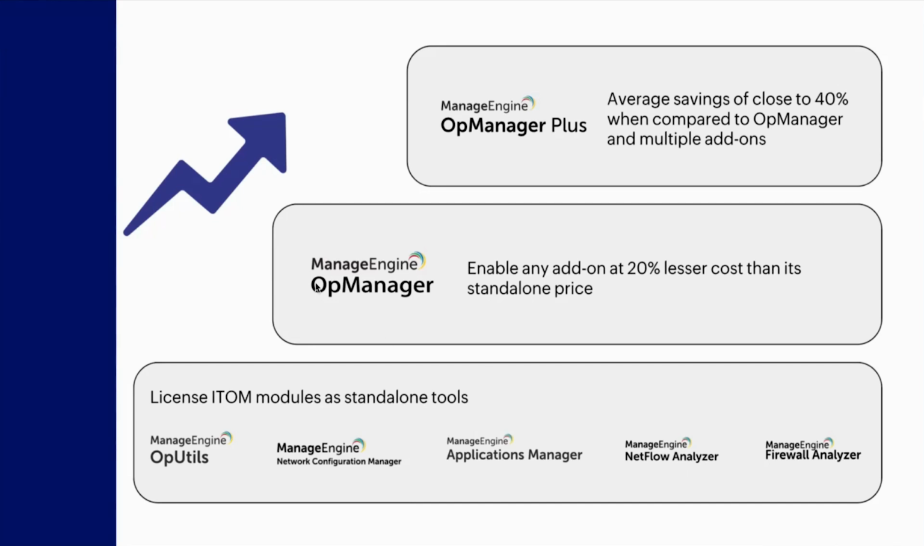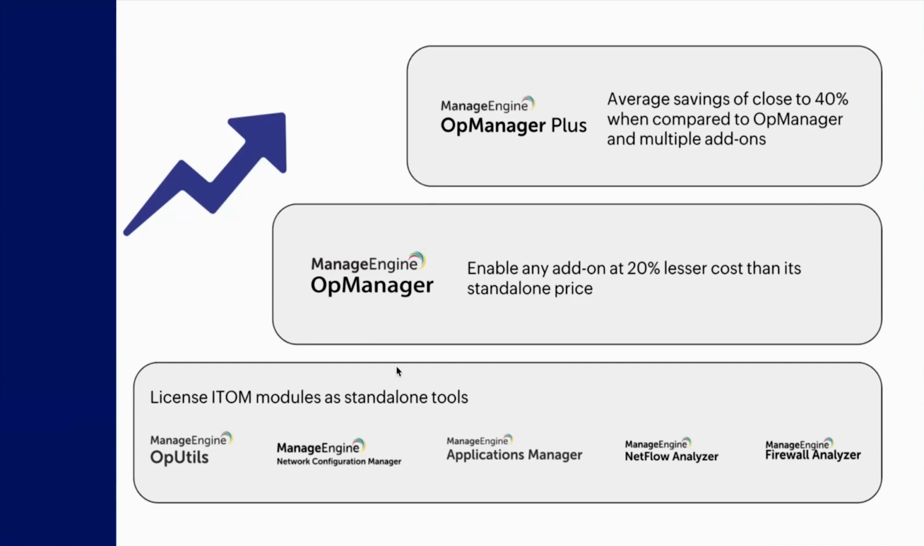As we were explaining in the past 3 parts of this free training series, with OpManager you get basic network monitoring and management. And you can enable the functionalities of any of these products as add-ons in OpManager, and that too at 20% lesser cost than they would have cost if they were implemented separately. You also have a third option of just installing OpManager Plus. With OpManager Plus, you get the functionalities of OpManager and all of these add-ons by default.